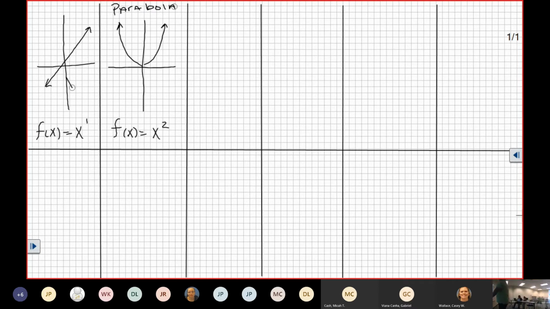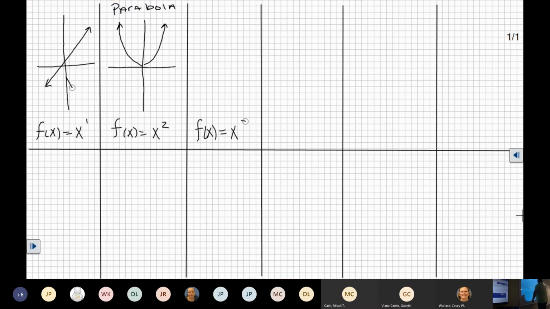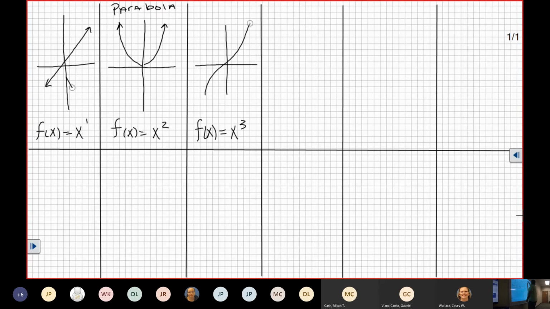F of x is equal to x cubed. That is an odd function. There's really not a name for it. You can call it a cubic function.